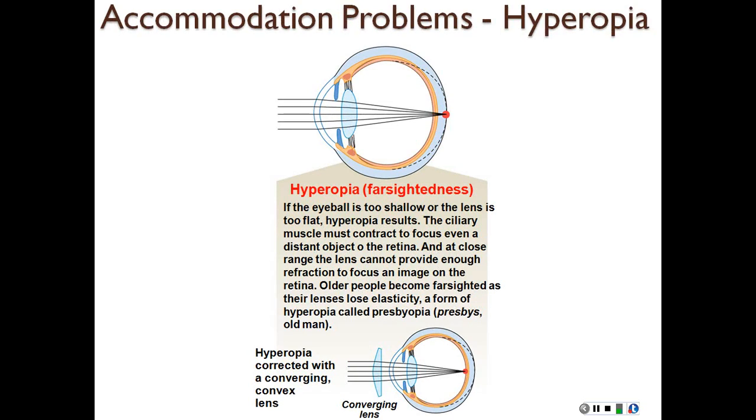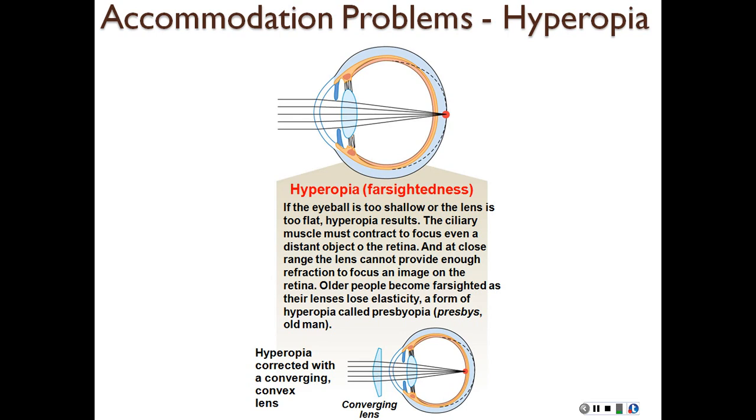And compare that with hyperopia, which is farsightedness, and you can see the focal point ends up what? Behind the retina. So that's the problem. The perfect image is going to be at the focal point, but the focal point is not on the fovea centralis, it's slightly behind it. So the light that actually passes through the fovea is going to be slightly blurred. Okay, so hyperopia is farsightedness, and that happens if the eyeball is too shallow or the lens is too flat.